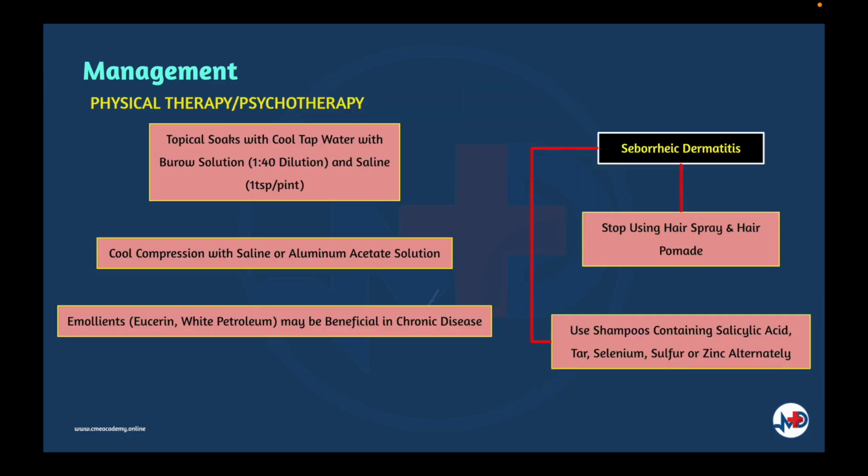When it comes to non-medical therapy, it aims to reduce flares of dermatitis. Patients are encouraged to have topical soaks with cool tap water with the addition of Burow's solution. Cool compression with saline or aluminum acetate solution reduces the symptoms of dermatitis. Emollients such as white petroleum may be beneficial in chronic cases. And specifically for seborrheic dermatitis, dandruff responds to more frequent shampooing or a longer period of lathering. Use of hairspray or hair pomades should be stopped. Shampoos containing salicylic acid, tar, selenium, sulfur, or zinc are effective and may be used in an alternating schedule.